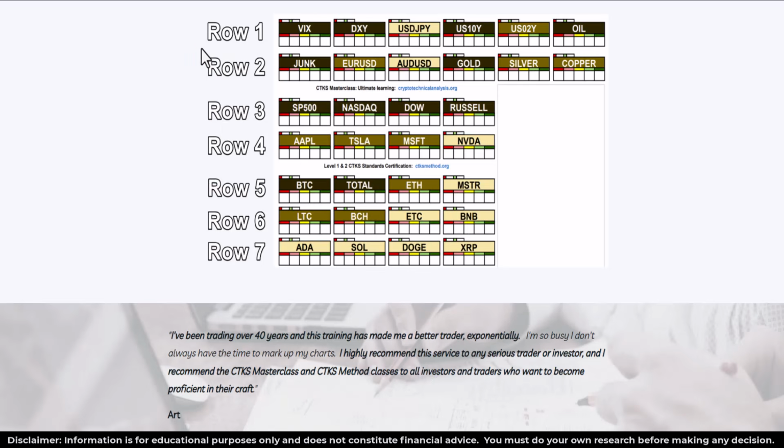Row 2 of the cheat sheet is incredibly important. You can think about it as the inverse of row 1. So row 1 is literally measuring is risk increasing. Row 2 is measuring is risk decreasing.